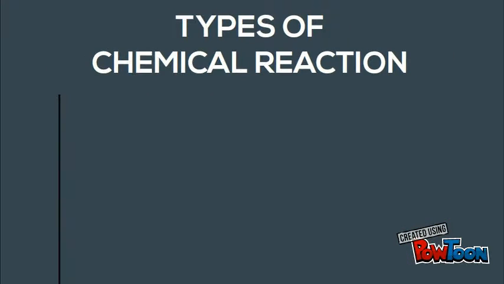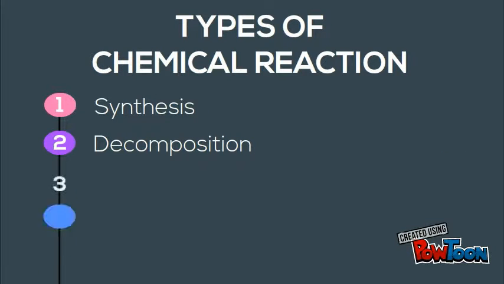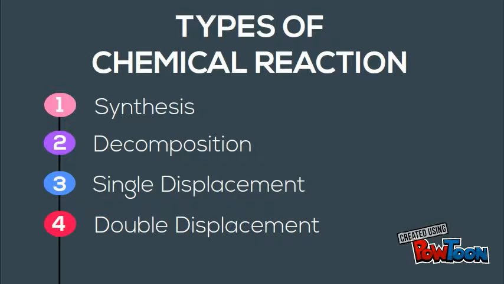There are 5 types of chemical reaction. First, synthesis. Second, decomposition. Third, single displacement. Fourth, double displacement. And last, combustion.